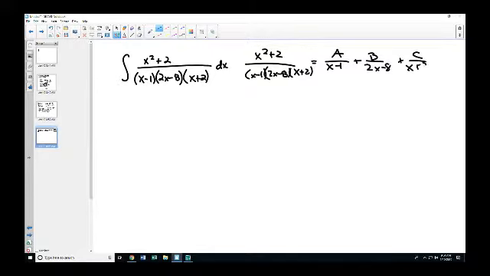So same drill. You just have a C now. Set the rational function equal to A plus B plus C over your denominators.